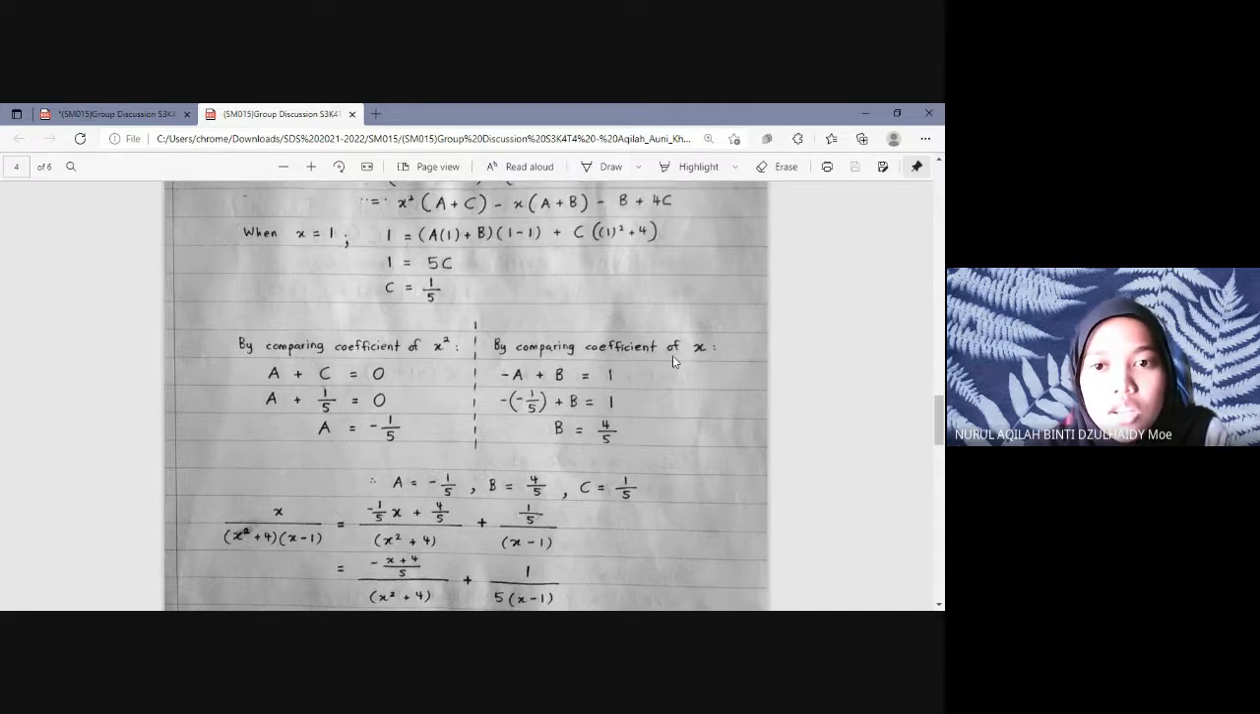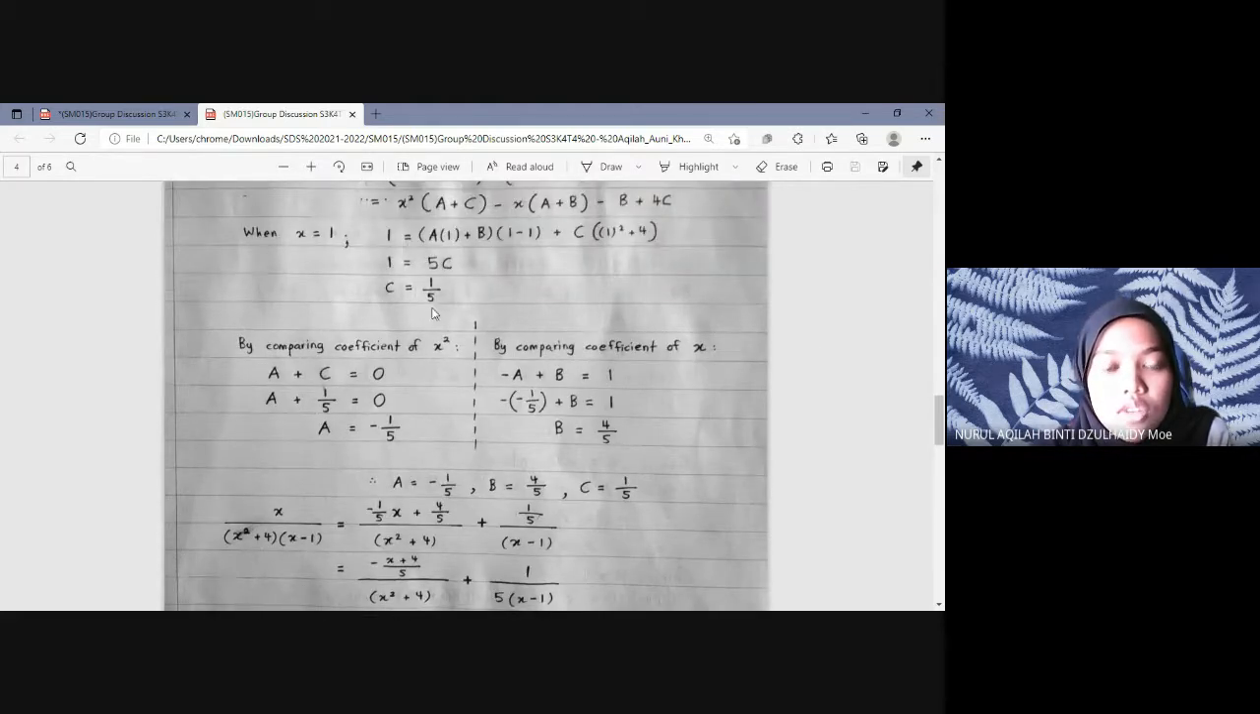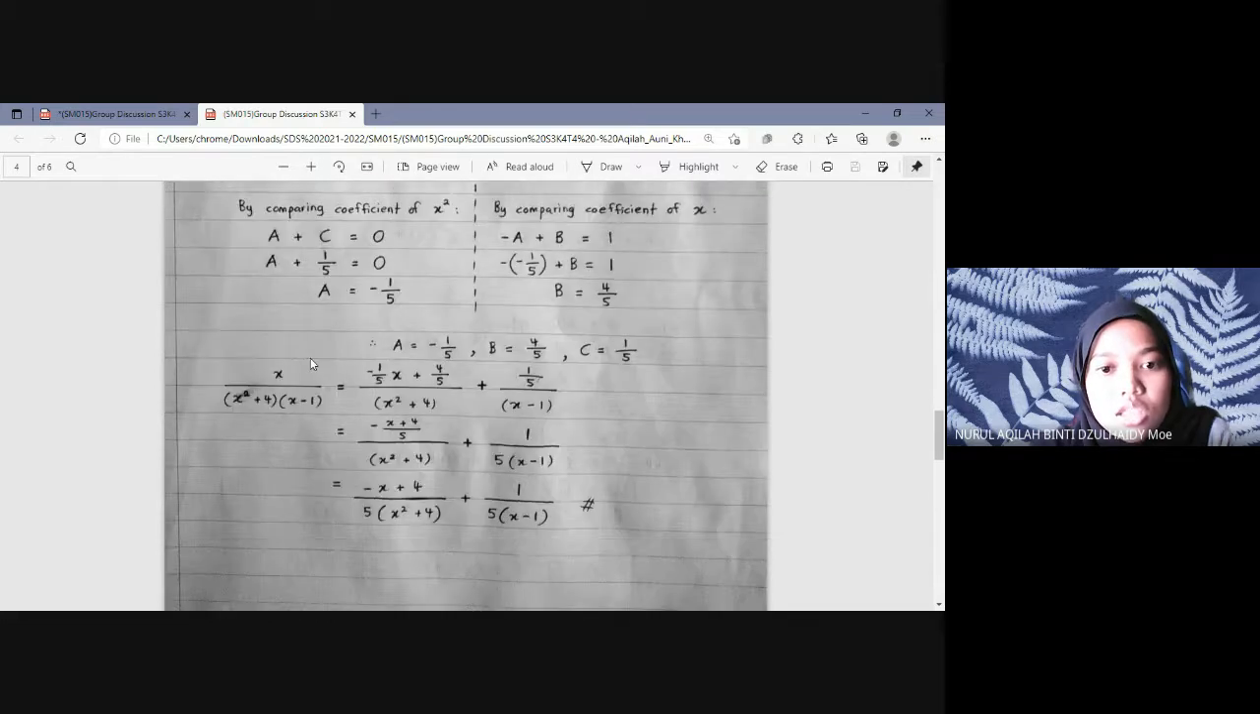And then by comparing the coefficient of x, negative a plus b equals 1, and then I got the value of b, which is 4 over 5. So I have got all of the values of the constants, which is a equals negative 1 over 5, b equals 4 over 5, and c equals 1 over 5.